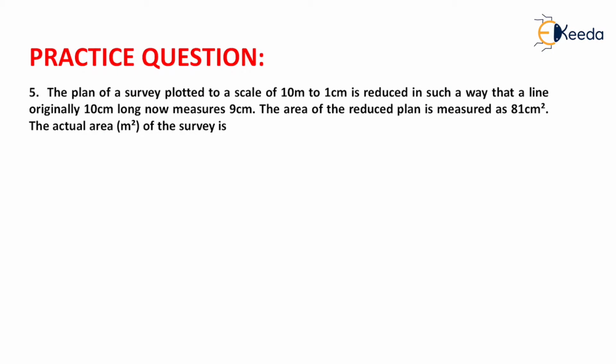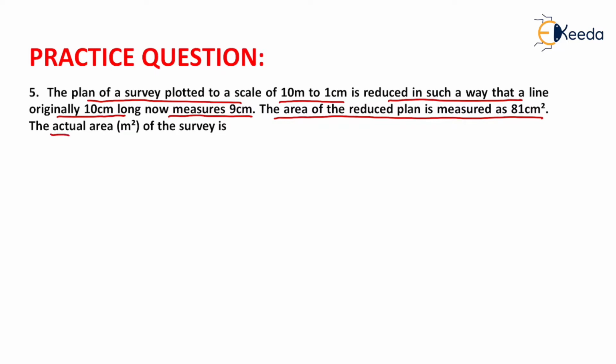The question is given as: the plan of a survey plotted to a scale of 10 meter to 1 centimeter is reduced in such a way that a line originally 10 centimeter long now measures 9 centimeter. It means that after shrinkage the length will be 9 centimeter and the original length will be 10 centimeter. The area of the reduced plan is measured as 81 centimeter square.